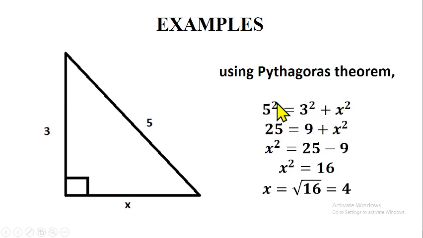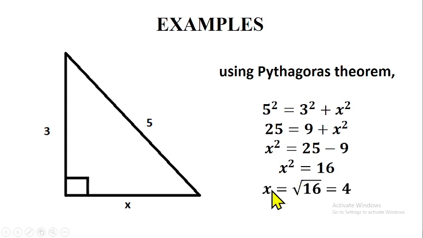Then you can move further to say 5 squared is 25 equals 3 squared is 9 plus x squared. From there, you know what to do. You can collect like terms by making x squared the subject of the formula. Then 9 will go to this side. That means you'll have x squared equals, when 9 comes here, 25 minus 9. And 25 minus 9 will be 16.